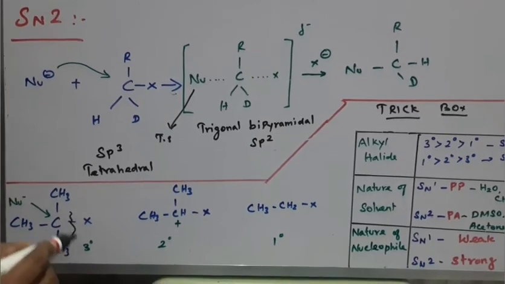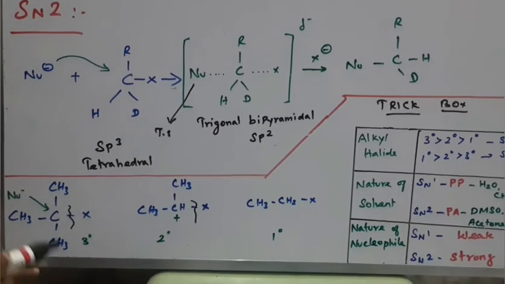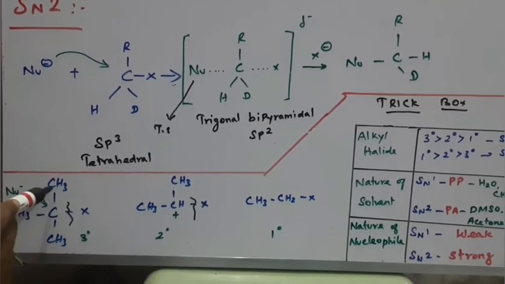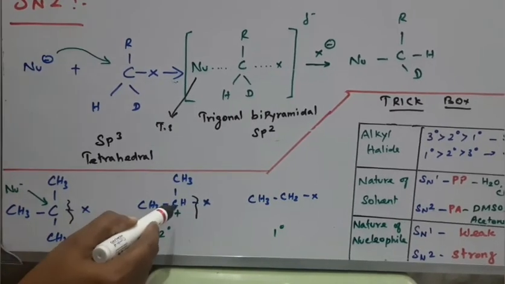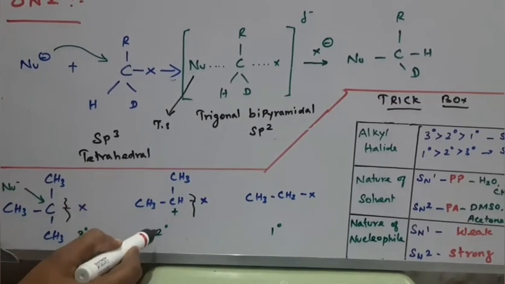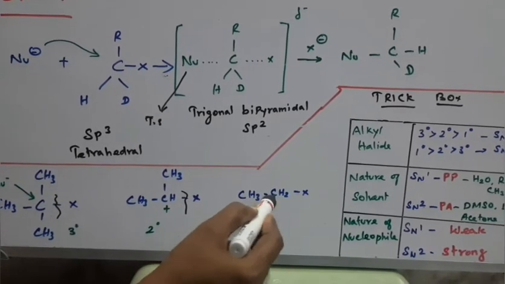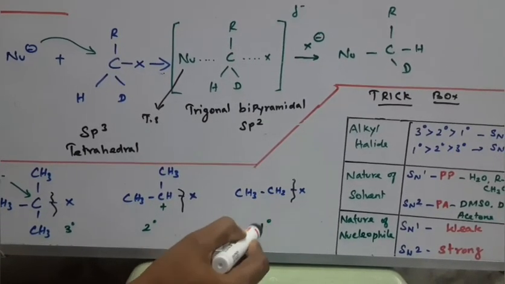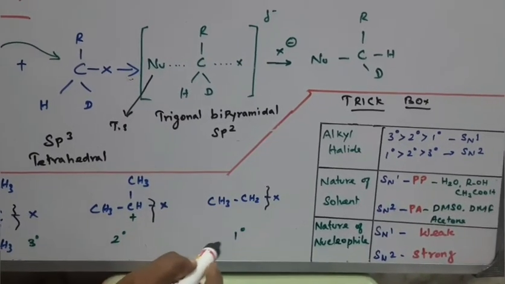The tertiary carbocation is more stable than the secondary, because this carbon is bonded with 3 other carbons, so it is a tertiary carbocation. This carbon is bonded with 2 other carbons, so it is a secondary carbocation. This carbon is bonded with only one carbon, so it is a primary carbocation.